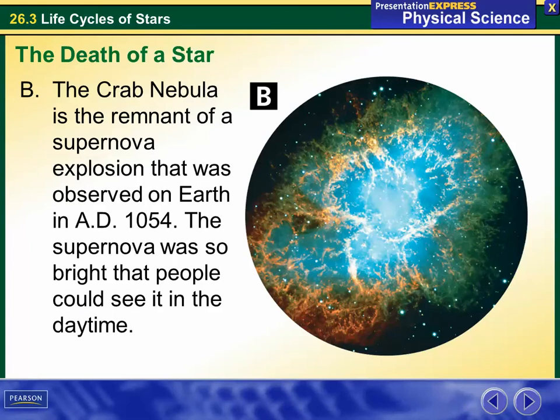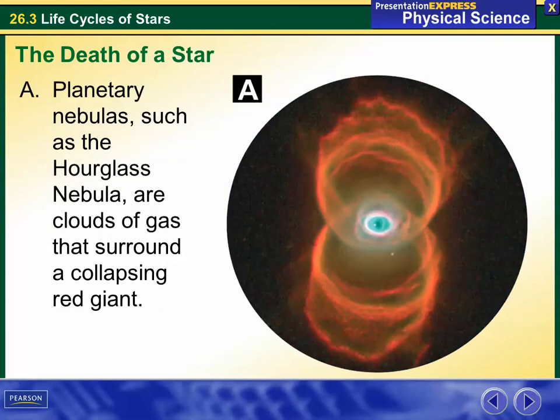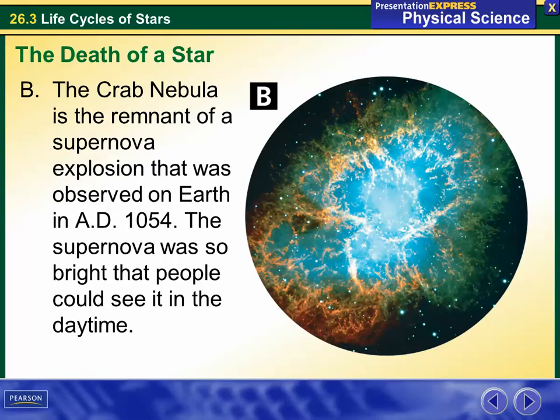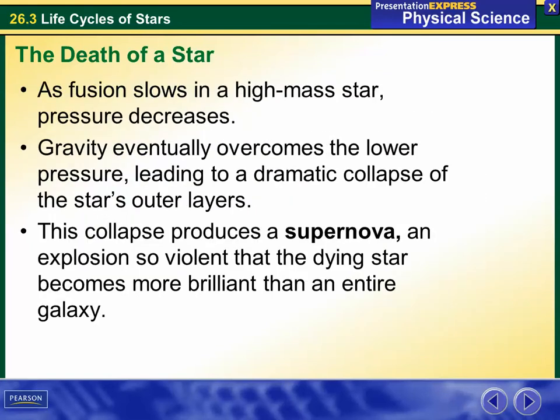Then we have what was called the Crab Nebula. This is a remnant of a supernova explosion, which we'll talk about what a supernova is here in a moment, that was observed on Earth in AD 1054. This supernova was so bright that people could actually see it in the daytime. So this is going to be an explosion of a star that we'll see in a moment, but this is just an example of two different options of the death of the star. We have a planetary nebula, and this is a supernova, which comes up in a couple slides.